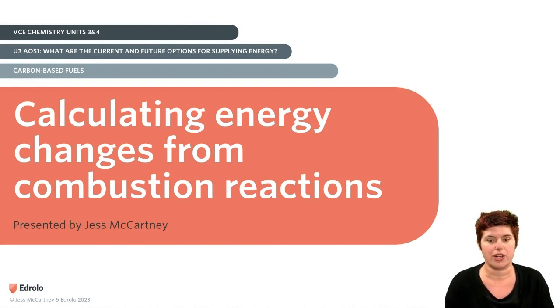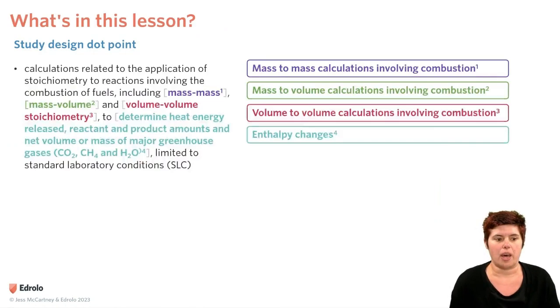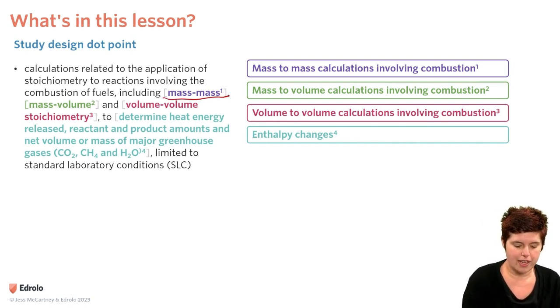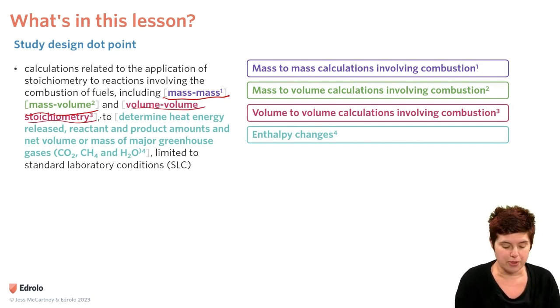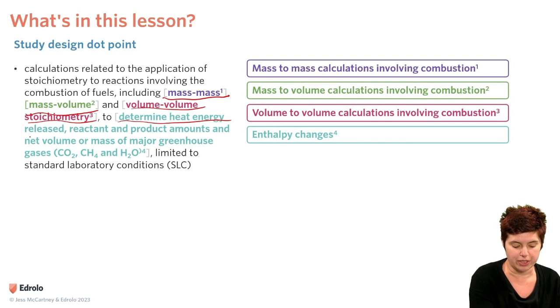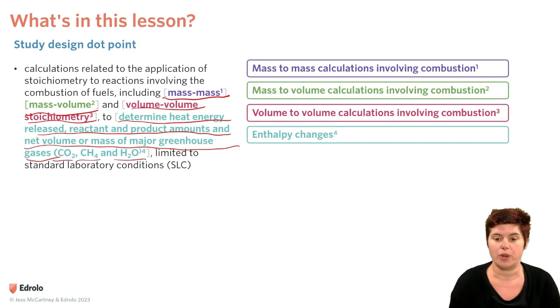So the study design dot points for this lesson: we're going to be looking at mass-to-mass calculations involving combustion, so that's this one here. Mass-to-volume calculations, volume-to-volume calculations, and last but not least, determining heat energy released and reactant and product amounts, net volume of mass greenhouse gases, which is carbon dioxide, methane, and water.